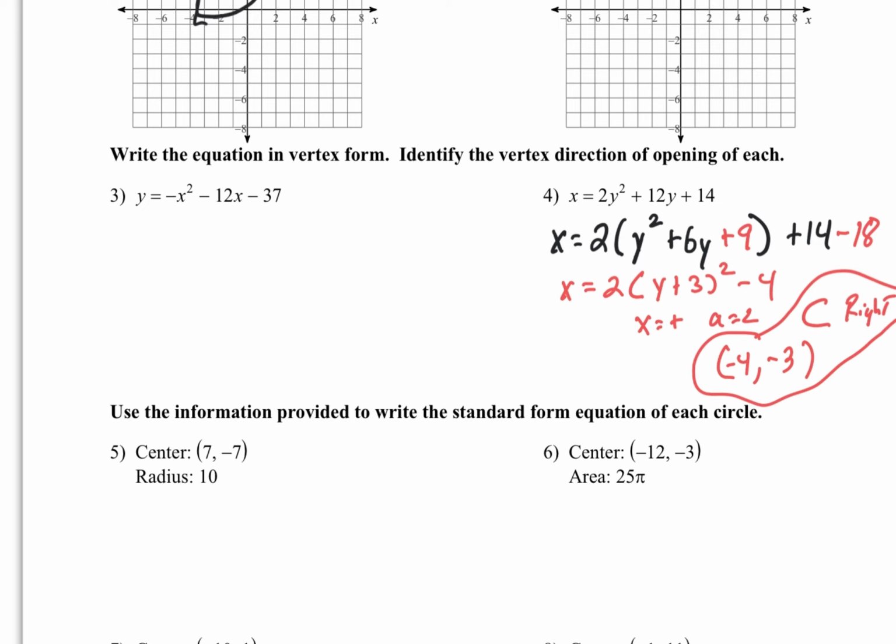So completing the square. And you're going to have to do a lot of that tomorrow on the assessment. If you look at number 3, although we're not going to do number 3, make sure you make it positive. So take out a negative 1.